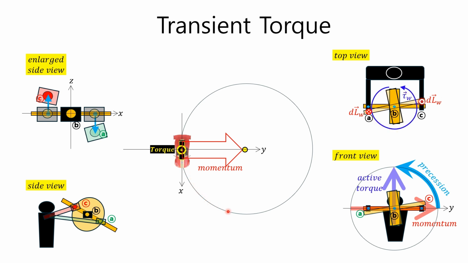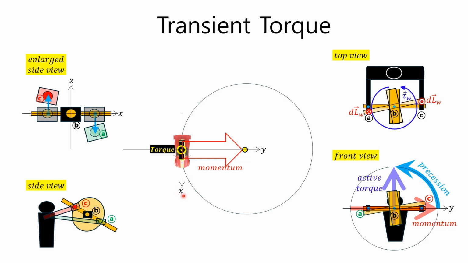Just like the bicycle wheel, when the vehicle turns left, the active torque axis acting on the wheel in the front view is the positive z-axis, and the angular momentum axis is the positive y-axis, and it is directed toward the center of the vehicle's turning circle. Since the tip of the angular momentum arrow always rotates toward the tip of the torque arrow, the precession of the vehicle wheel is the direction of rotation based on the positive x-axis.